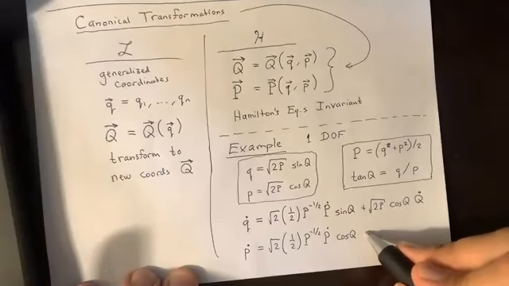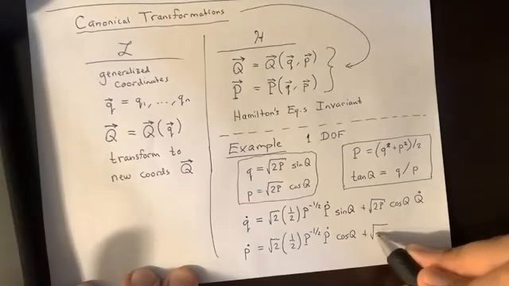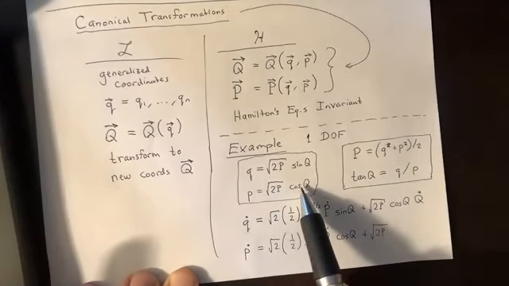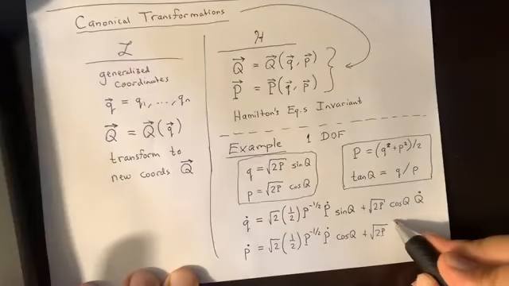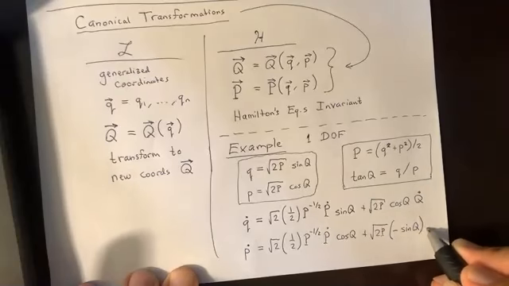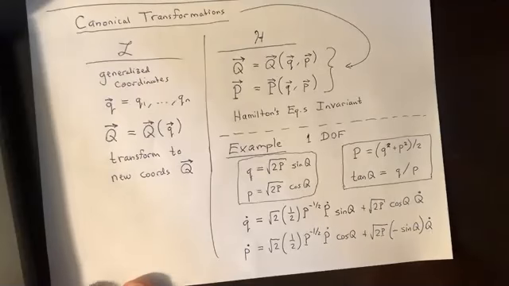Okay. And then we have this square root of 2P. Now we have a calculation where this is constant. We're differentiating this cosine of q. So that's going to give us a minus sine of q. And there's the capital Q dot.